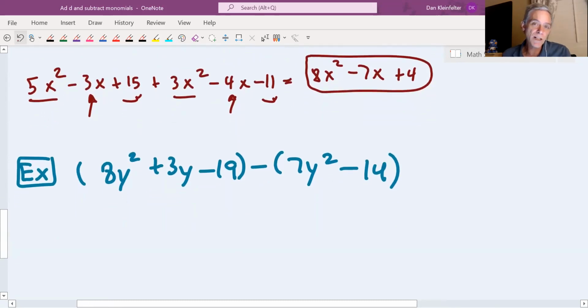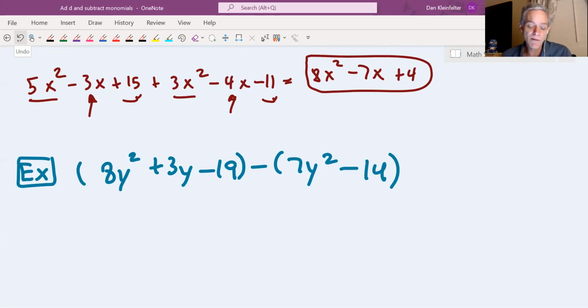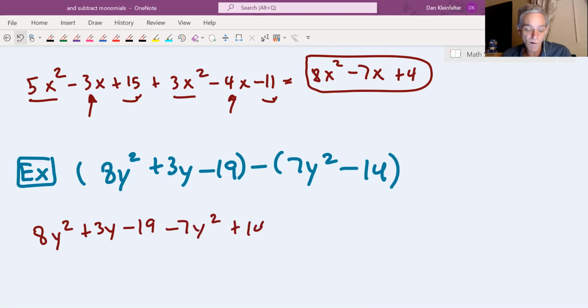Okay, so next we're going to try a subtraction. We have 8y squared plus 3y minus 19 minus 7y squared minus 14. So what will happen first is I'm going to rewrite this, distributing this minus. So minus 7y squared, and then minus negative 14 will be plus 14.